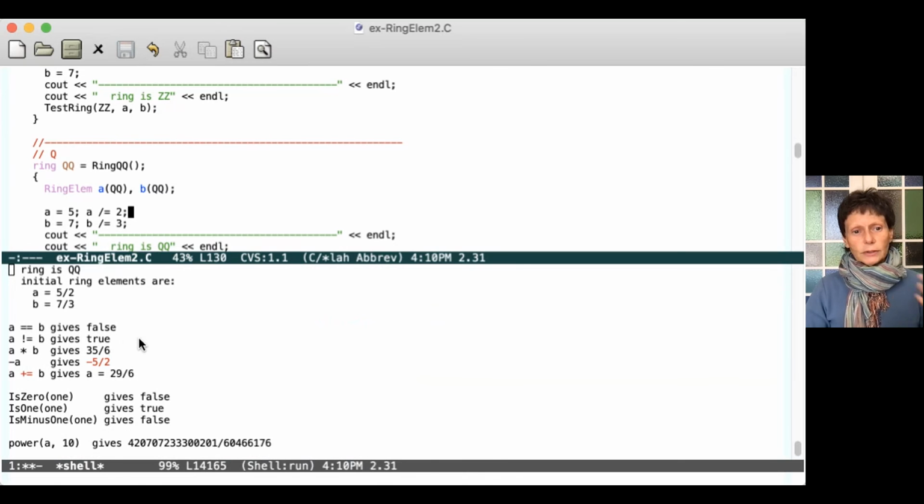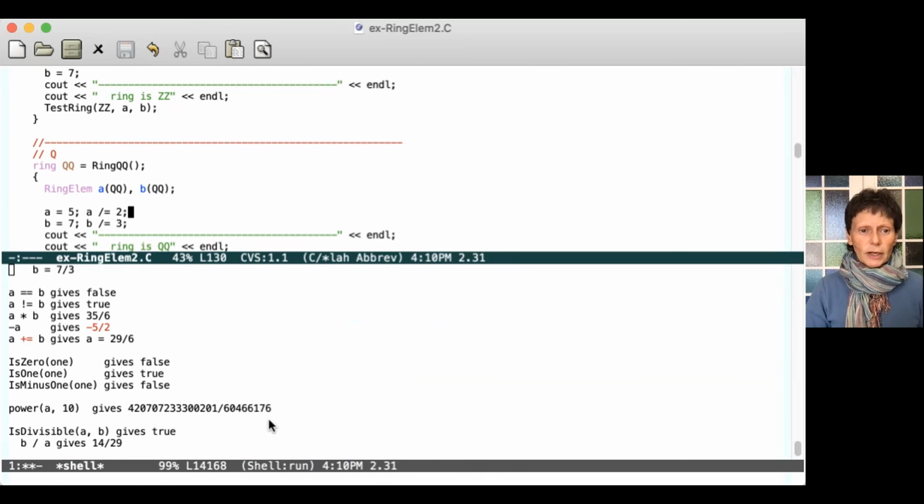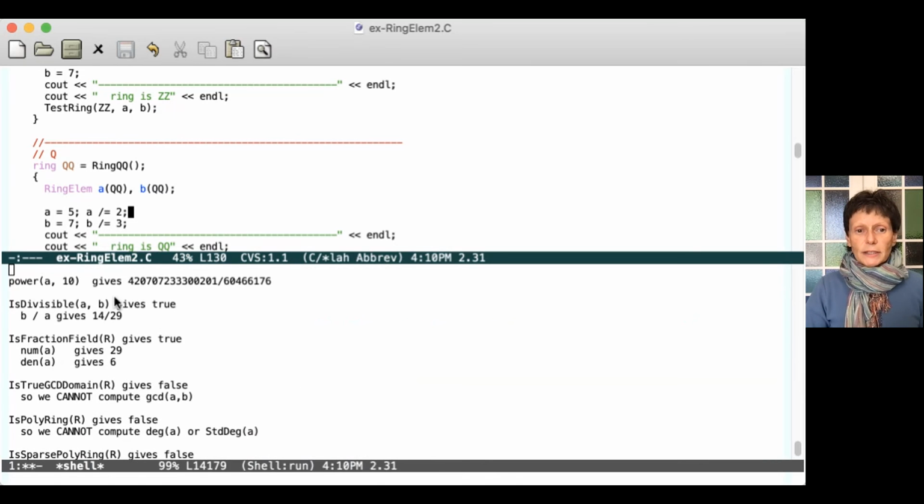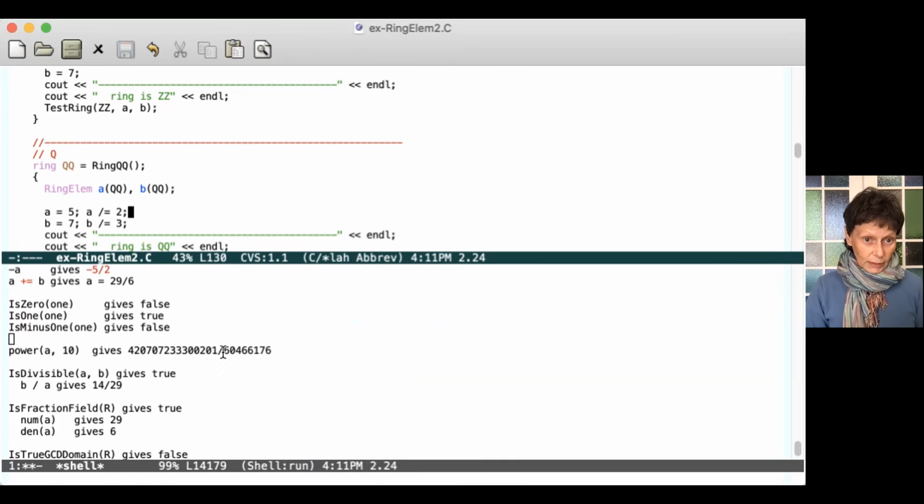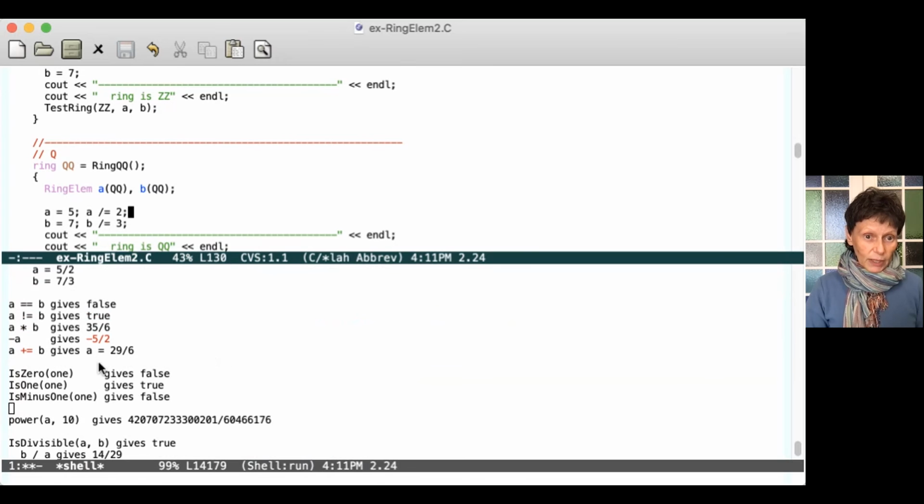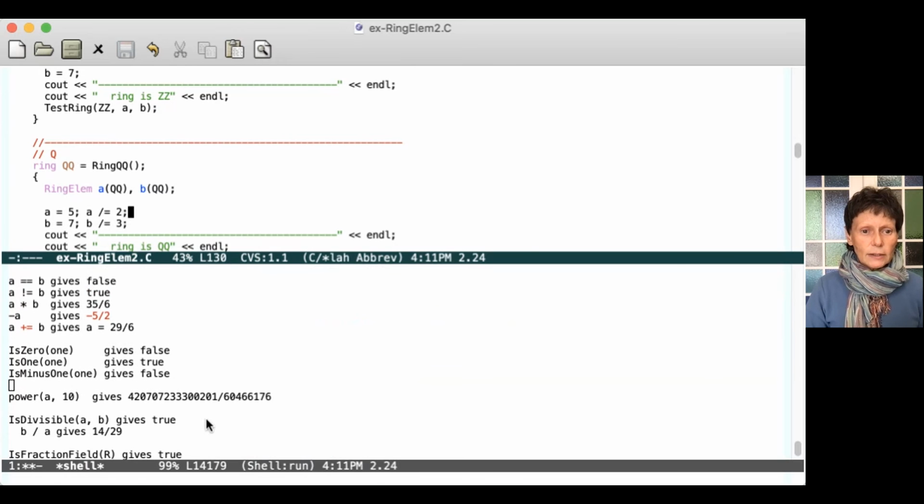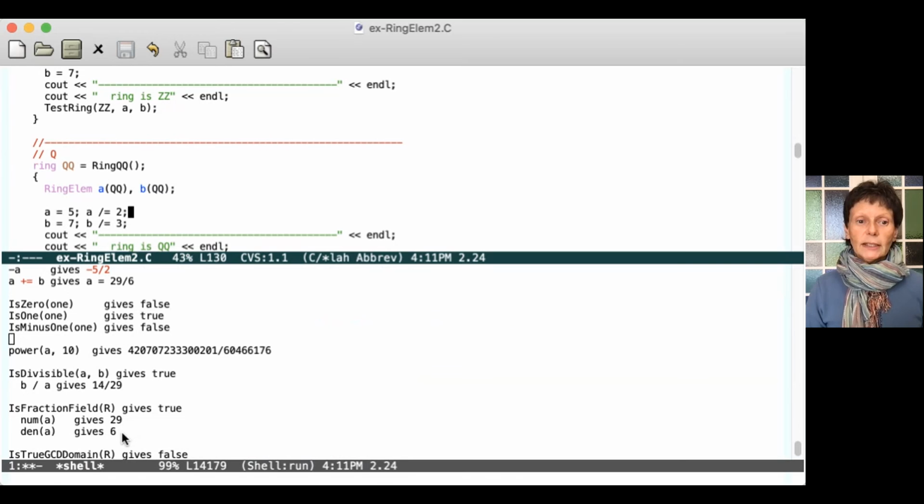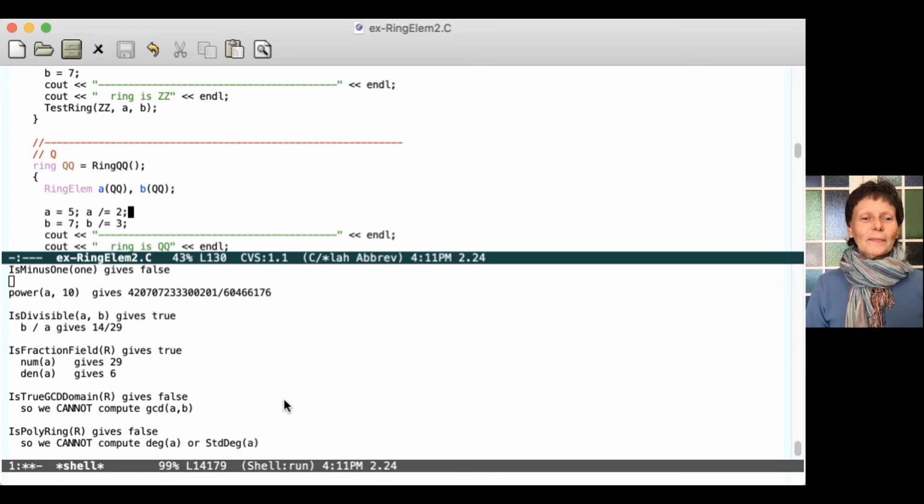These are the operations, the comparisons, the operations on the numbers. Is divisible gives true because it's rational, so we can divide everything that is not zero. And so this is the division, the result of the division. It is a fraction field, so the numerator is 29 of A. I can't remember what A was. 29 divided by 6, so the numerator is 29, the denominator is 6. That's right. I was a bit scared at the beginning.